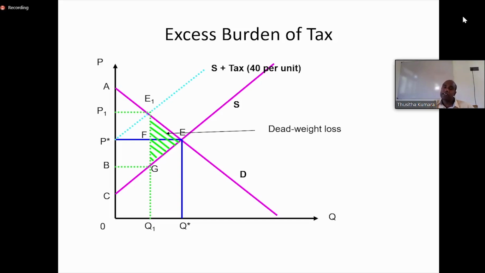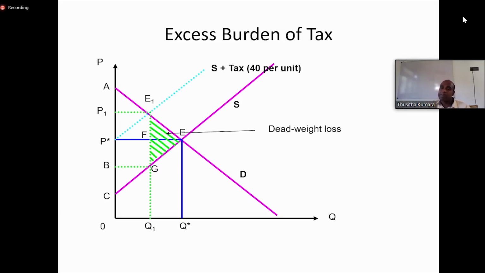Who is taking the E1, E, G area? It is taken by nobody. Nobody is taking that. This is why it is called dead weight loss. It is a loss to the society. Nobody is claiming this area. If we had a free market operation, of course, this dead weight loss will not be there. Now, because of tax, we have the dead weight loss, which is a loss to the society. Nobody is gaining that. Therefore, whenever we put a tax, there will be a dead weight loss.